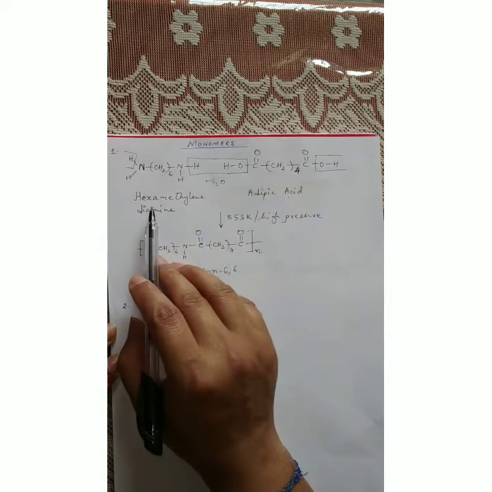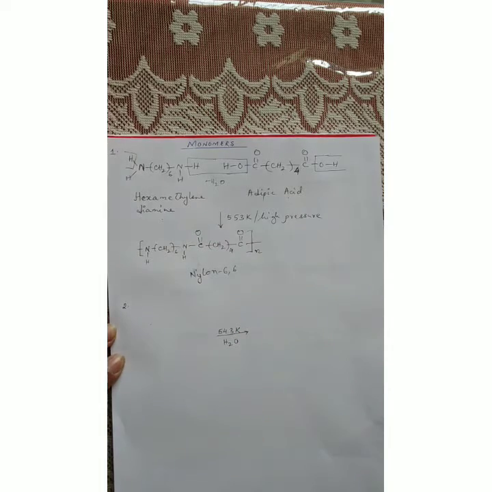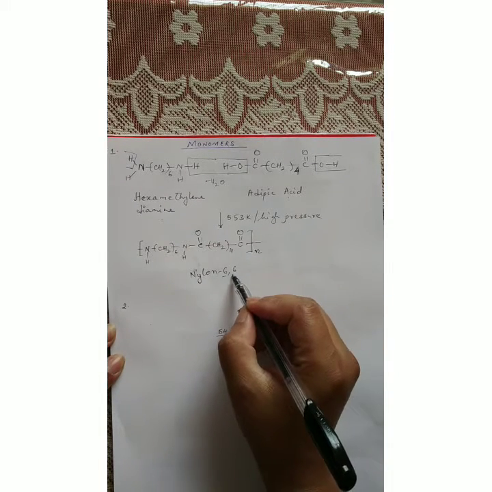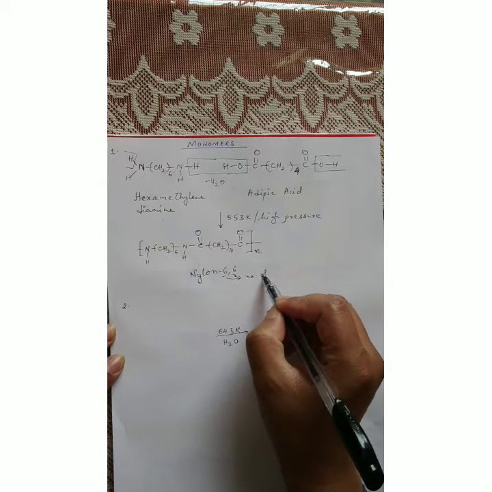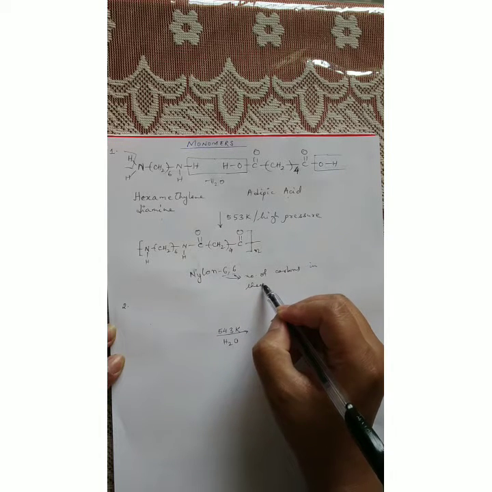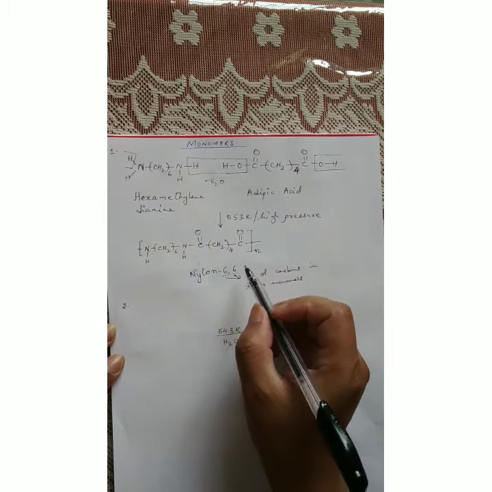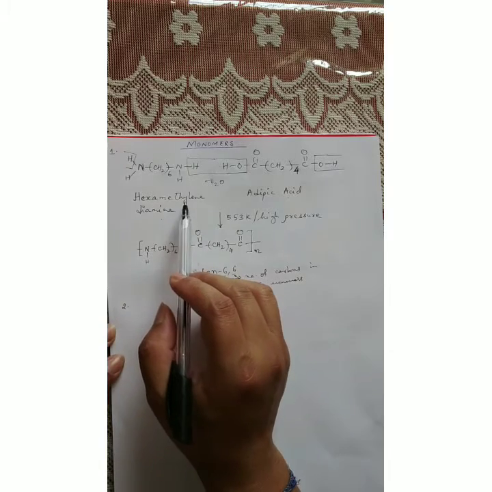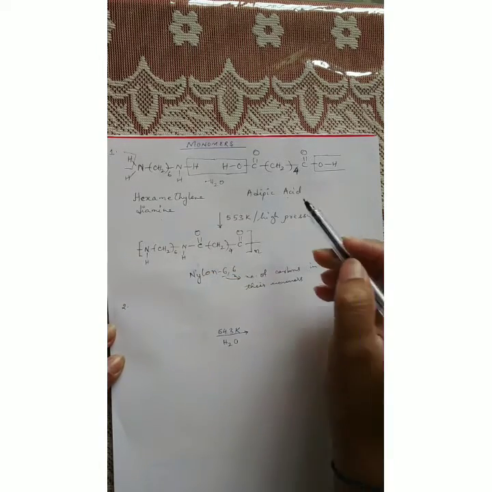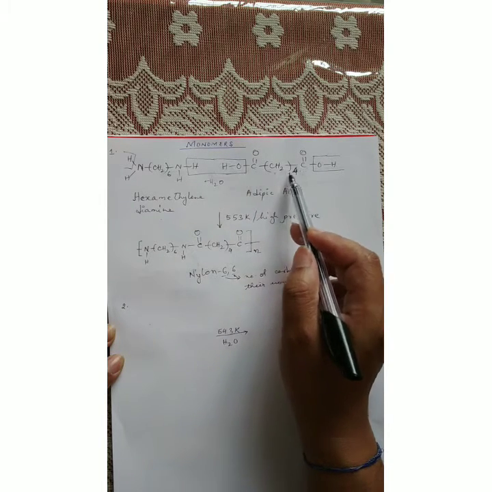So if you treat hexamethylene diamine with adipic acid, you will be getting nylon 66. Now in nylon 66, this 66 designates the number of carbons in their particular monomers. We are saying nylon 66 because in hexamethylene diamine you have 6 carbons, and similarly in adipic acid you have 6 carbons. So that is about nylon 66.